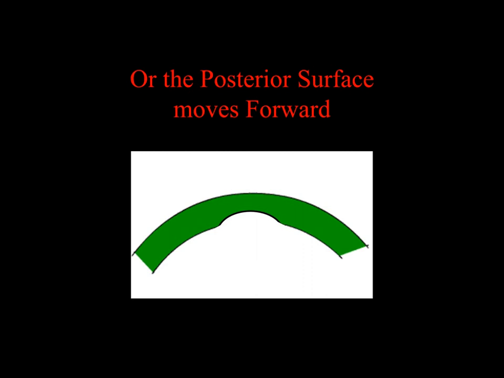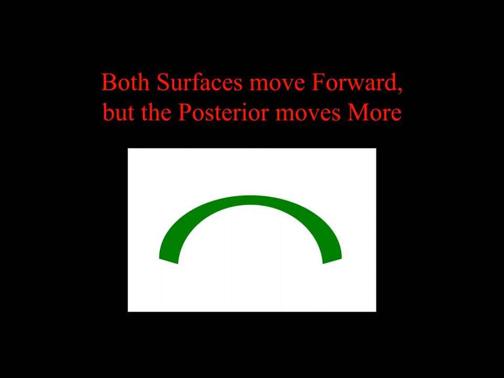Or the posterior surface can move forward. Now, I'll talk about this later, and that's actually almost the earliest sign of ectatic disease, but that would cause thinning, but doesn't cause steepening. So there's got to be really a third option. And what is that third possibility?